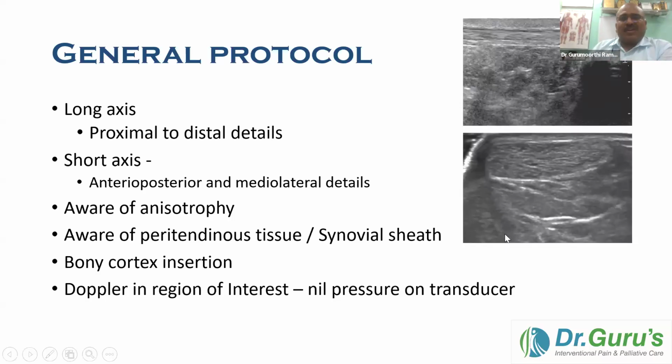One more thing: whenever you are doing ultrasound of tendons, be aware of anisotropy. This is something you always have to deal with. It has both an advantage and a disadvantage. Whenever you are seeing two structures, a tendon and a nerve, you can be a little bit confused.